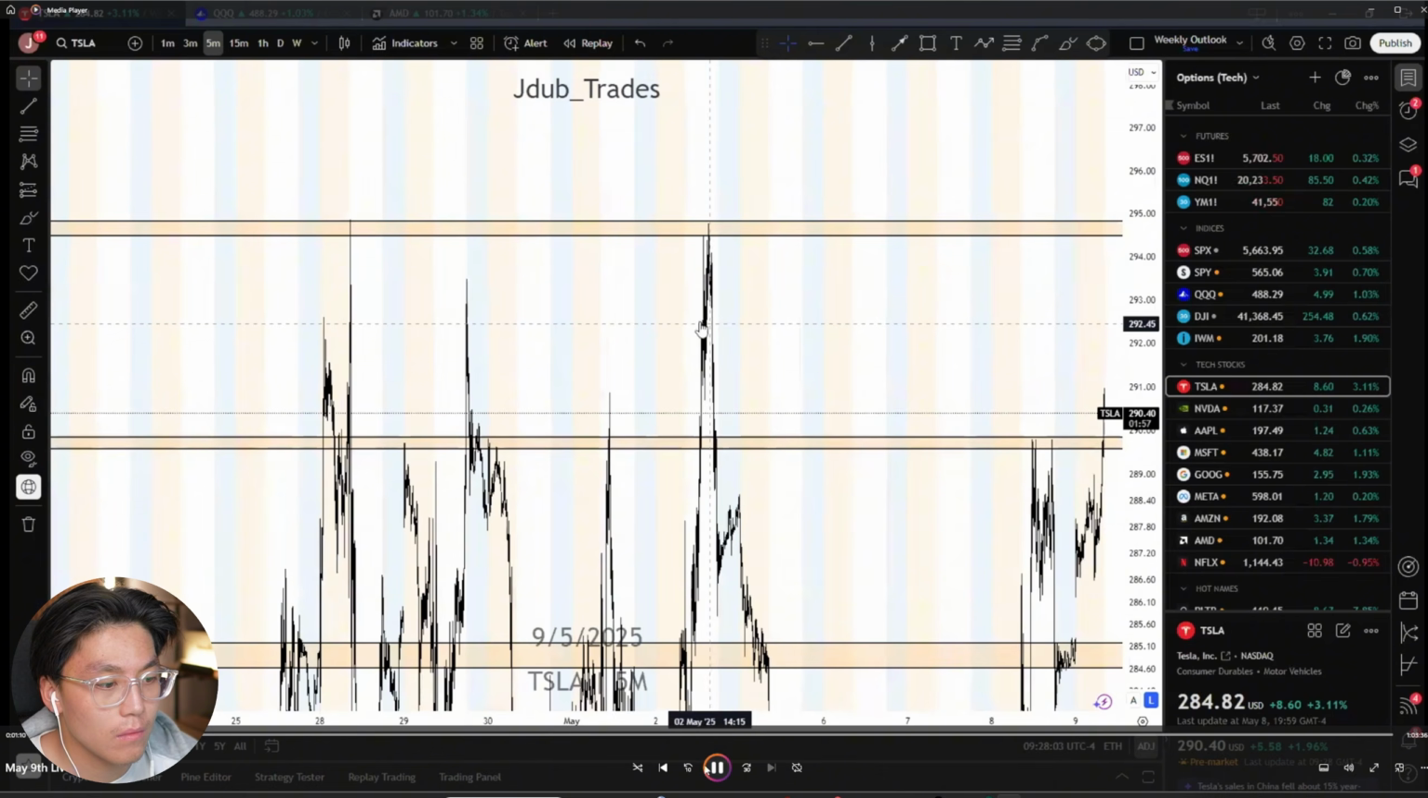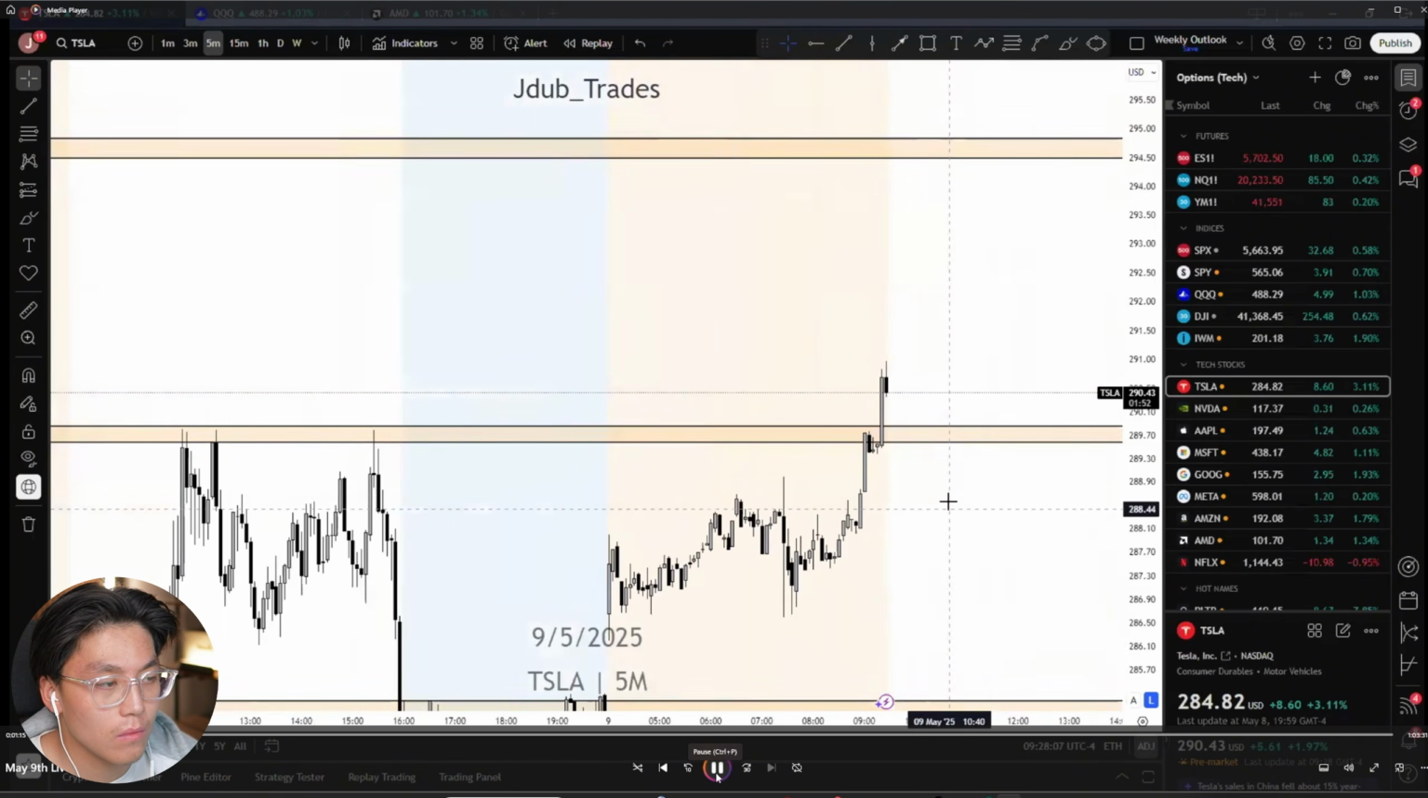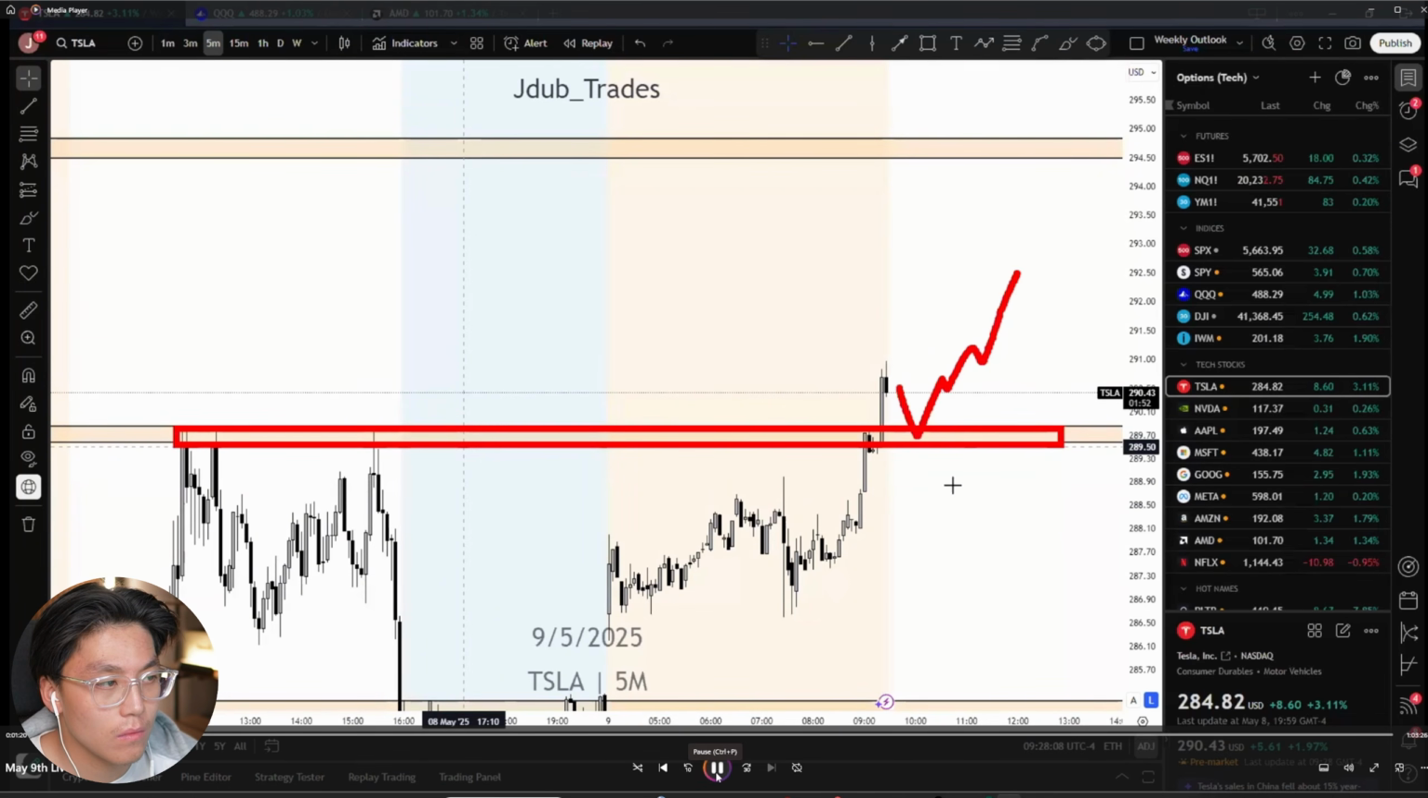Tesla does have a lot of room back up and towards now. It's going to be the top of the range being this 295. So what I would like to see, hold above your previous day highs and use this level of support for this continued push back towards upside. So that's what we'll be looking for.